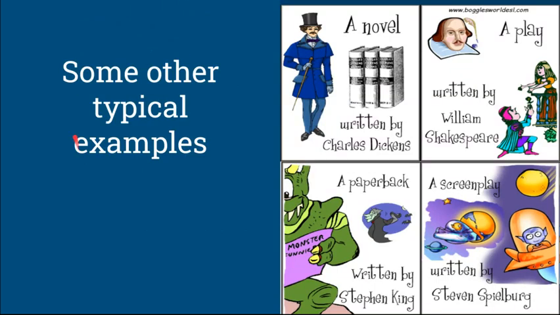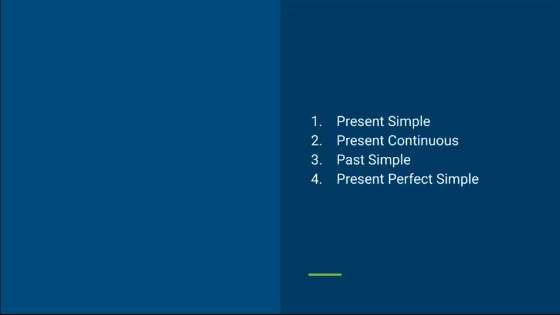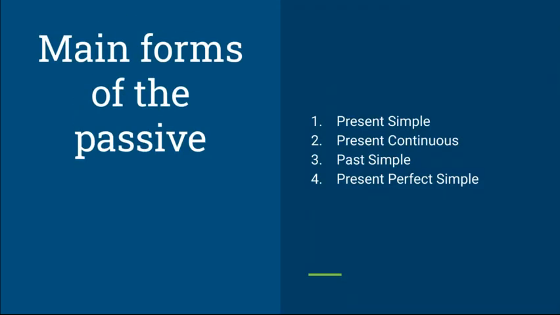I have added some other typical examples that we can see in the passive voice. A novel written by Charles Dickens, a play written by William Shakespeare, or if we think about cinema, we can say a film directed by Steven Spielberg, for instance. This time we are going to focus on the main forms of the passive: the present simple, the present continuous, past simple, and present perfect simple.